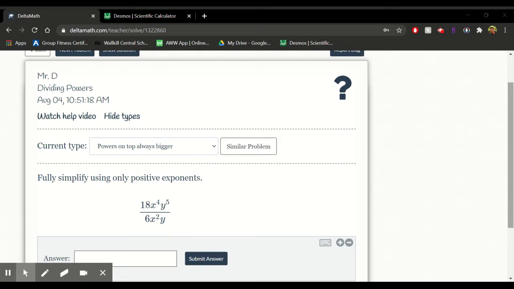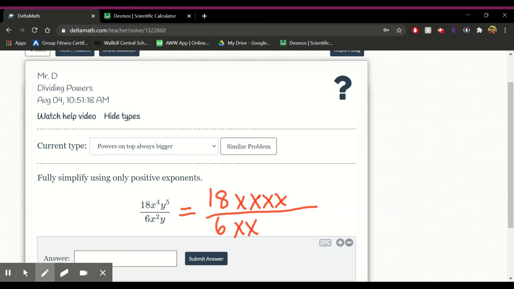So the first thing I'm going to do is expand this. I'm going to write this as one big fraction. We have 18 over 6, all right? And we have x to the 4th, which is x, x, x, x. And on the bottom here, we have x to the 2nd, so that's just x and x. And then we have the y's, right? The y to the 5th is here and y here. So we have 1, 2, 3, 4, 5, and only 1 on the bottom here.